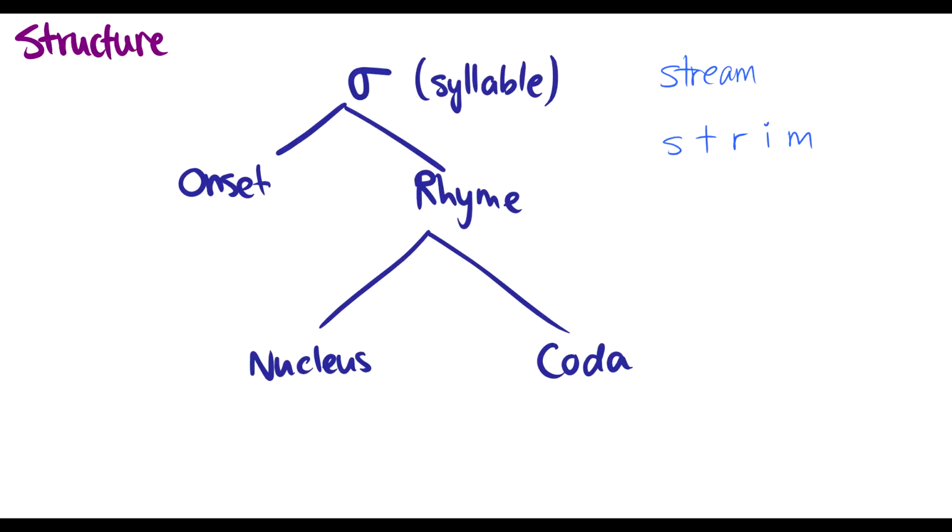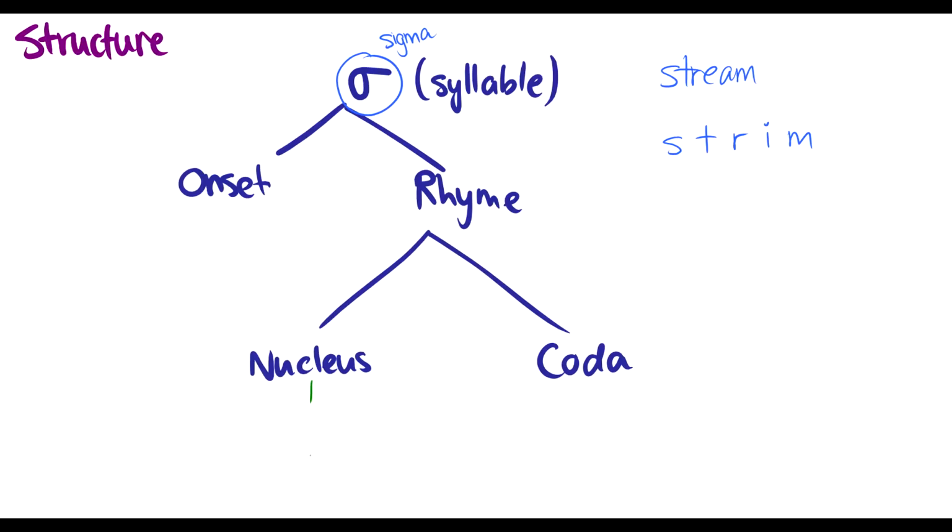So we have the onset and the rhyme. We have a syllable, and this is sigma, lowercase sigma in Greek. We use it because it starts with an S, same as syllable. This breaks into the onset and the rhyme, and the rhyme contains the nucleus and the coda. The most important part is the nucleus.